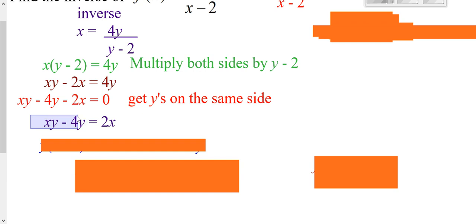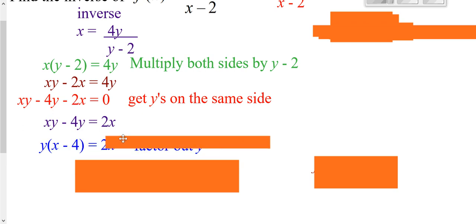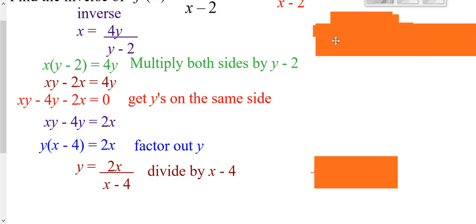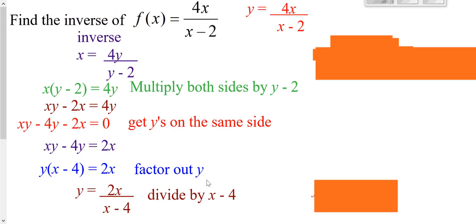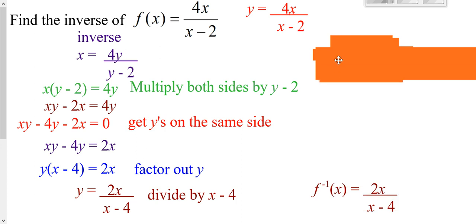Normally, if we just had a number times y, we would divide by that. But you will notice here that y is a common factor, so we could go ahead and pull out y. Now we have y multiplied by something, so to get y by itself, we have to divide by x minus 4. If we divide by x minus 4, we get this. Since we started out with function notation, we want to write it as function notation for our inverse.